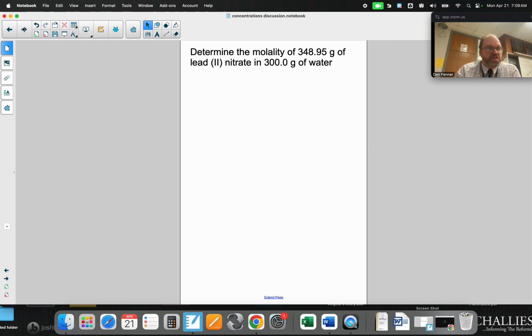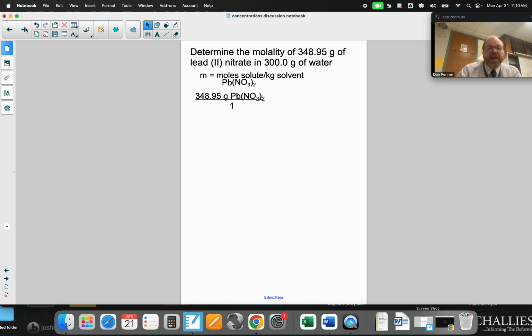So we're going to do this the simple way: 348.95 grams of lead(II) nitrate and 300.0 grams of water. All right, now, molality again is moles of solute over kilograms of solvent. So we have to take our solute here, lead(II) nitrate. Lead is Pb. Nitrate is outside the box on the periodic chart, NO3. Oxidation numbers: lead is +2, nitrate is -1, so we get Pb(NO3)2.